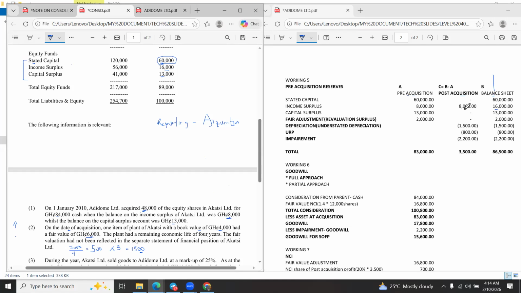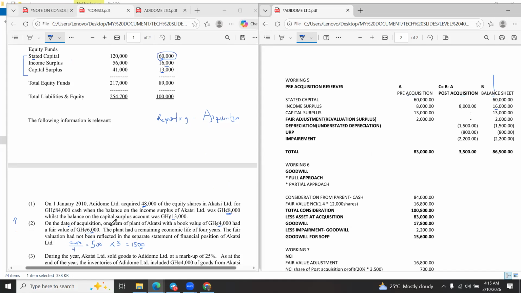The capital surplus in our question was 1313, which gives us 0. Then the fair value adjustment, that is the revaluation, the value of the asset. It was supposed to be 6,000, but we recorded 4,000, meaning that there's an increase in it. So that becomes positive for both the pre-acquisition and the balance sheet. The difference gives you 0. There's no post-acquisition on that fair value adjustment.